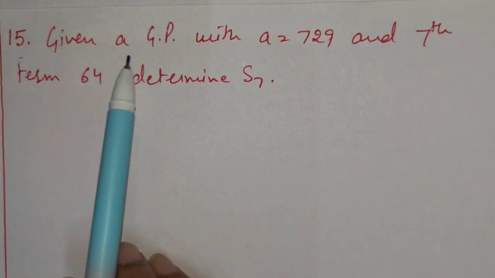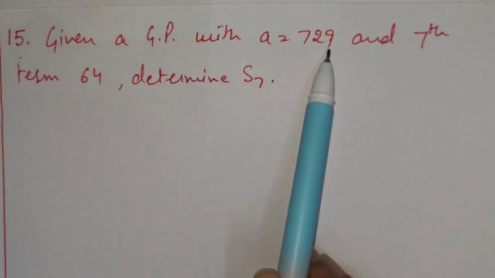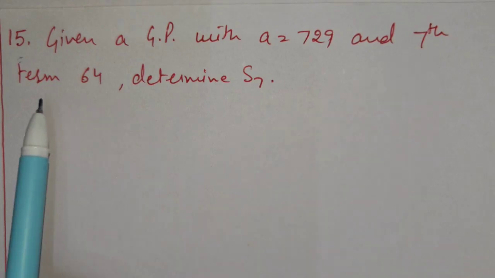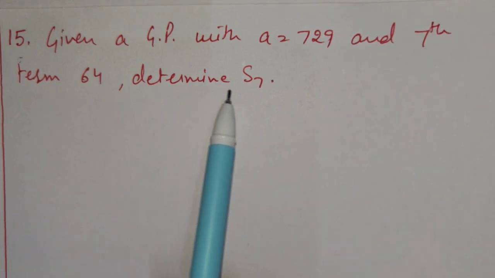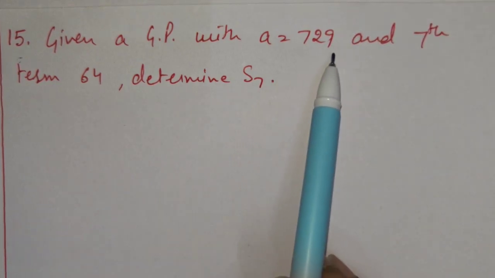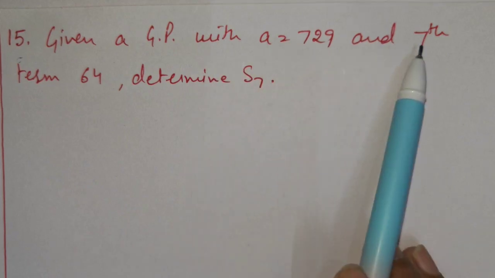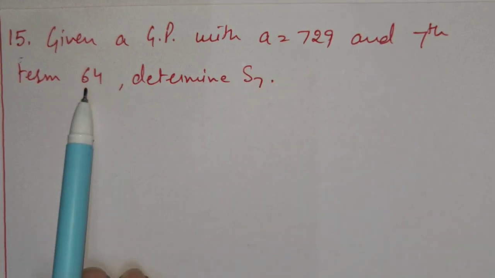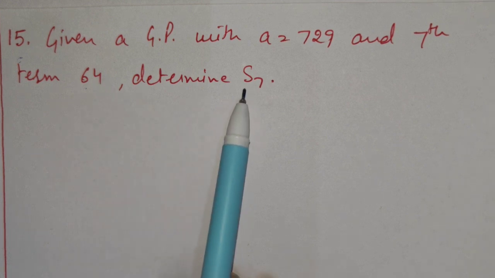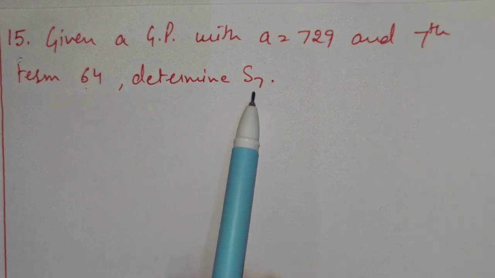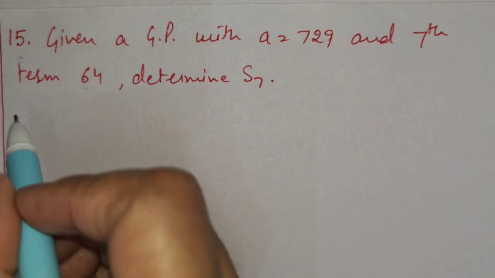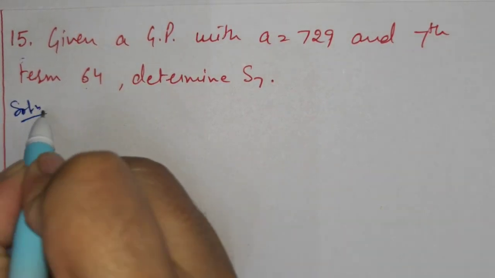Question number 15: given a GP with a is equals to 729 and seventh term is 64. Determine S7. So अब हमें GP में फर्स्ट टर्म गिवन है 729 के इक्वल, सेवेंथ टर्म गिवन है 64 के इक्वल और हमें सम फाइंड आउट करना है अप टू 7 टर्म्स. So let's start with the solution.